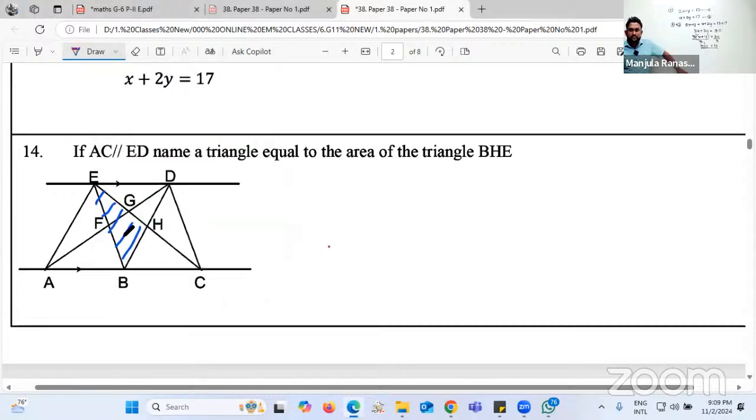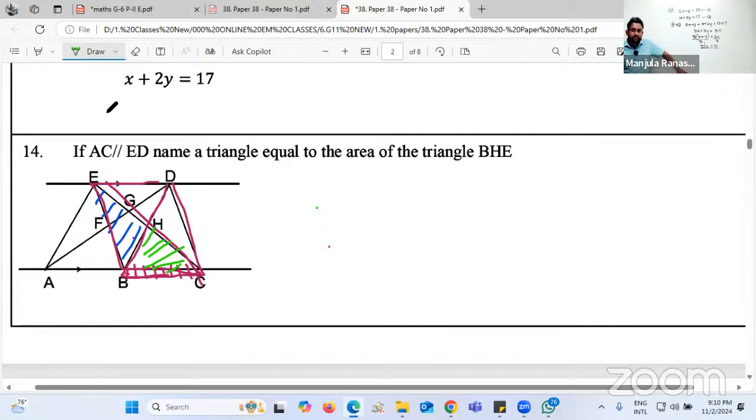I can see that the area of BCE equals the area of BCD. What is your argument? Areas of BCE and BCD are equal. The argument is same base: BC is the same base for both triangles, and they lie between the same parallel lines ED and BC. So these two areas are equal. Now you can see that this green colored triangle is common for both triangles, right? For BCE and BCD, this is common.